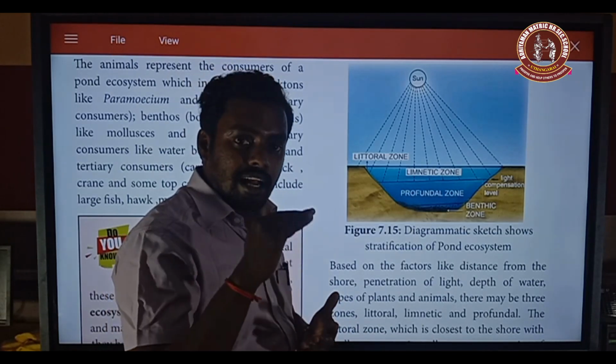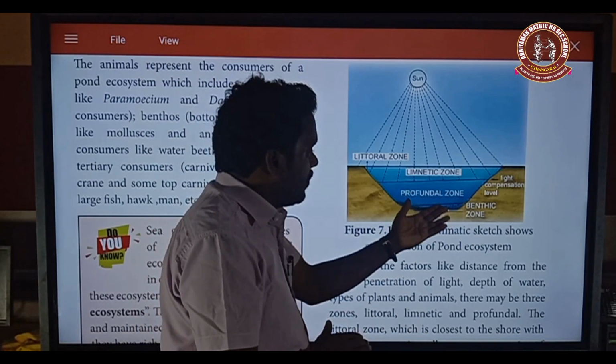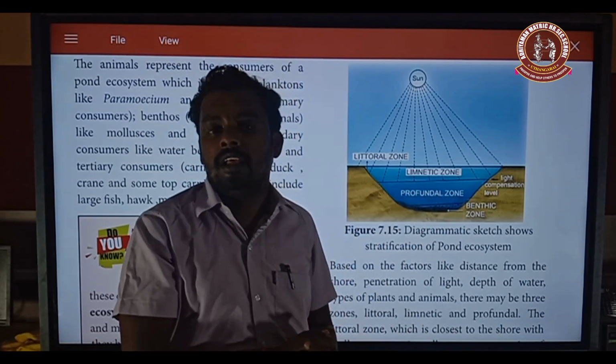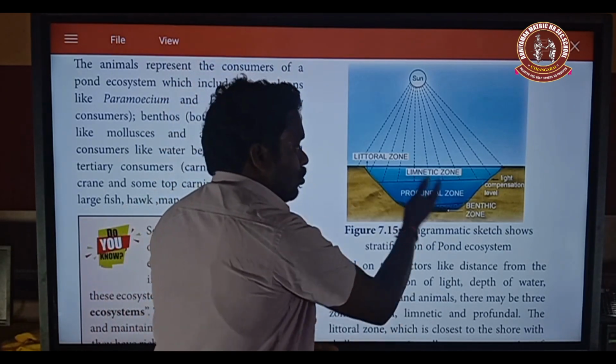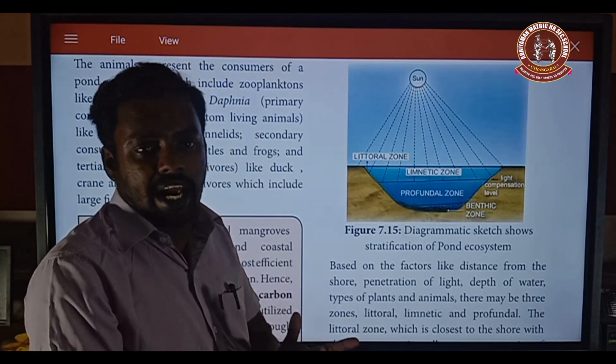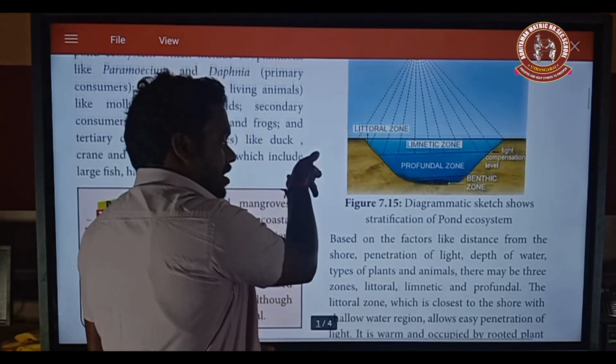It is the underground part below these three zones. The benthic zone is present next to the profundal zone, at the bottom of the pond ecosystem. That is the fourth one. So these four different types of zones, that means layers, are classified based on all these factors.